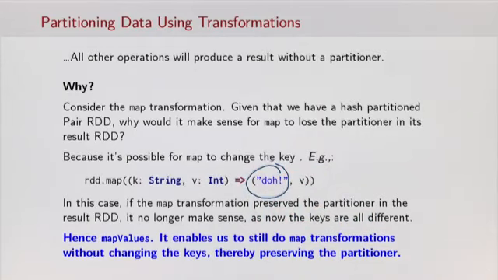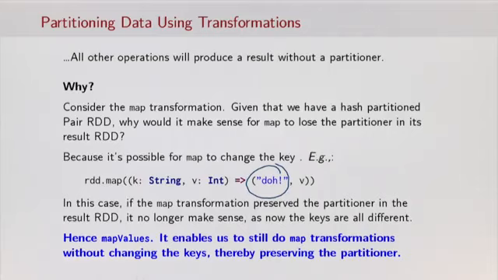So if the map transformation was able to preserve the partitioner in the resulting RDD, it may no longer make sense because now the keys may be different. So they would no longer correspond to the correct partitions anymore. That should make sense with this "dope" thing, right? Because if I had some keys that made sense before and then I just replaced them with "dope", then what? Now the partitioner doesn't correspond to the keys that I have.